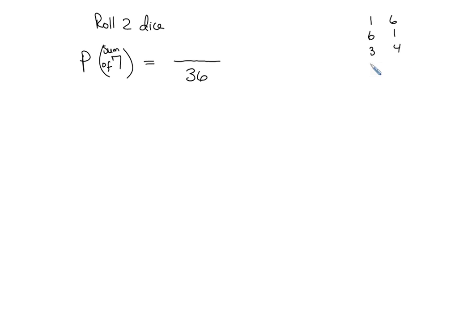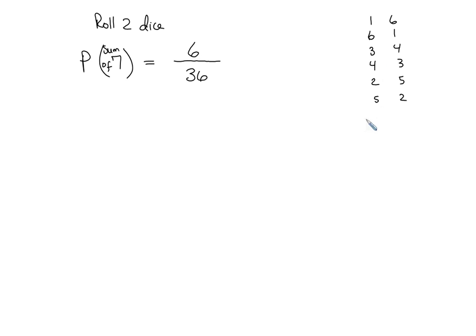3 and 4, or 4 and 3. What else? 2 and 5. 5 and 2. Any others? That's it, right? Okay, since there's only 6, there's no 7 and 0 on there. So there are 6 possible outcomes.